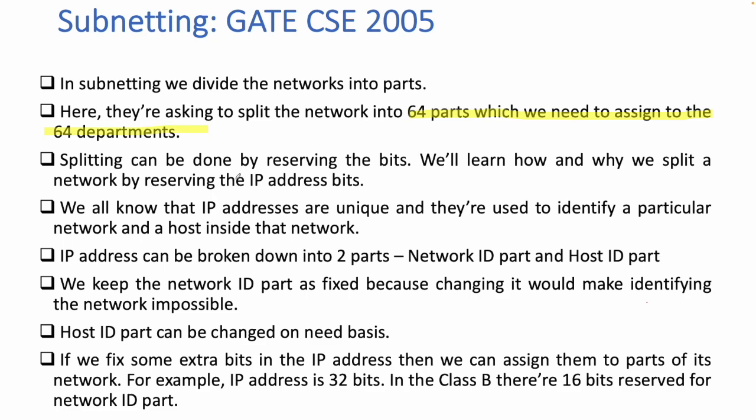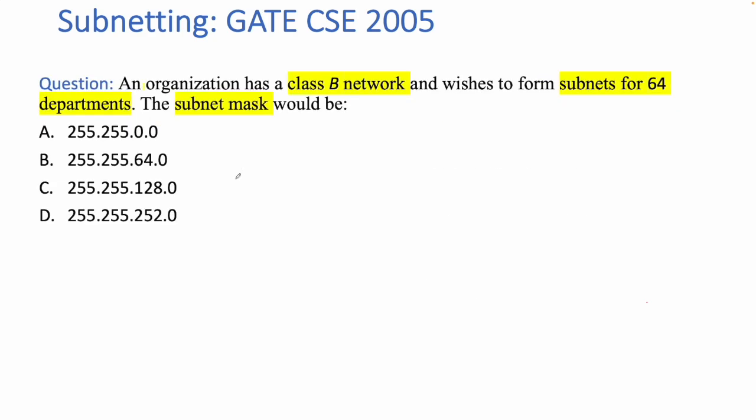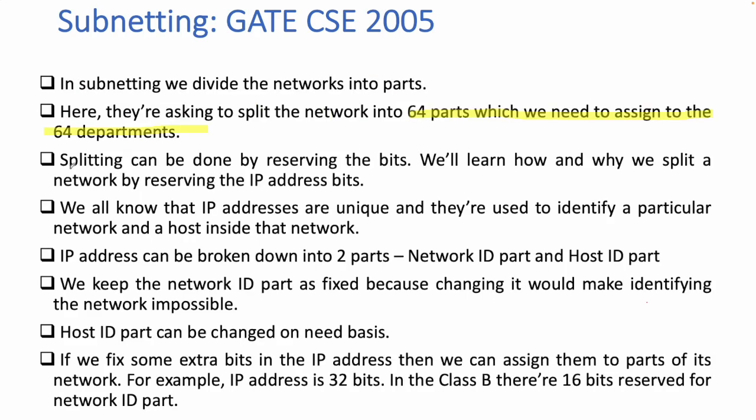So 64 departments are there in the question, and we need to divide the network in such a way that we can separately assign different IP addresses to different departments. Splitting can be done by reserving the bits. We will learn how and why we split a network by reserving the IP address bits.